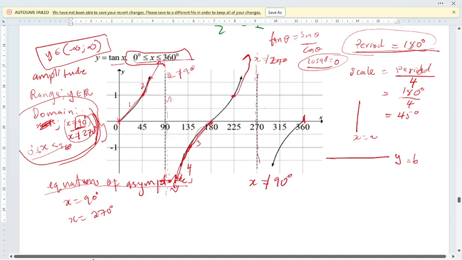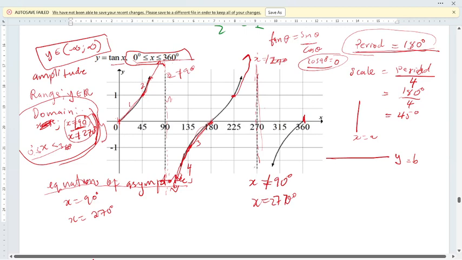Why? Because the graph does not exist there. That's why, if I turn to 90, it means the graph does not exist. So at x equals 90, we should cancel it. The domain is not there. I just want to know about part of the domain. So x equals 270 degrees. Why 270? At 270, the graph does not exist either.